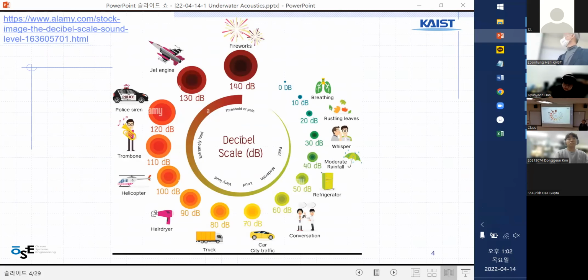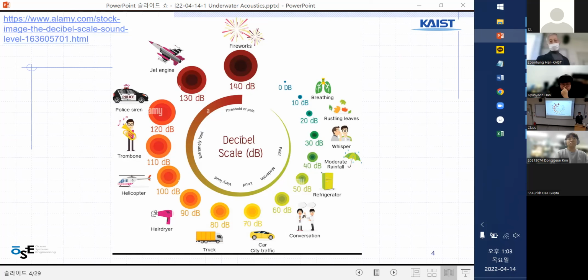So this is the sound level decibel scale, and I know that this is a logarithmic scale, so it's not linear. Reading leaves and whisper, rainfall, refrigerator, conversation, car, city, truck, hairdryer, helicopter, trombone, police siren, jet engine, and firework.